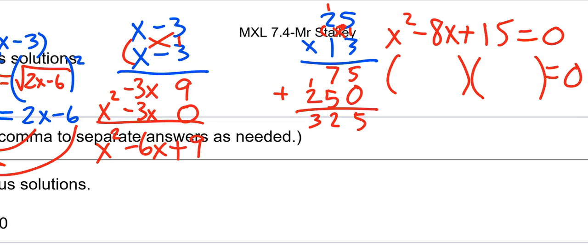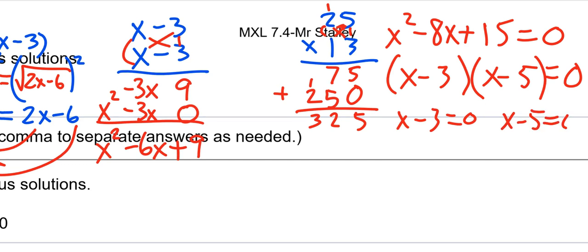Sorry, I was a little bit off screen there. Okay, I'll pause this while you factor. If you were getting it correct, you had x minus 3 and x minus 5. And when you set the factors equal to 0, you end up with 3 for one answer and 5 for the other answer. Okay?